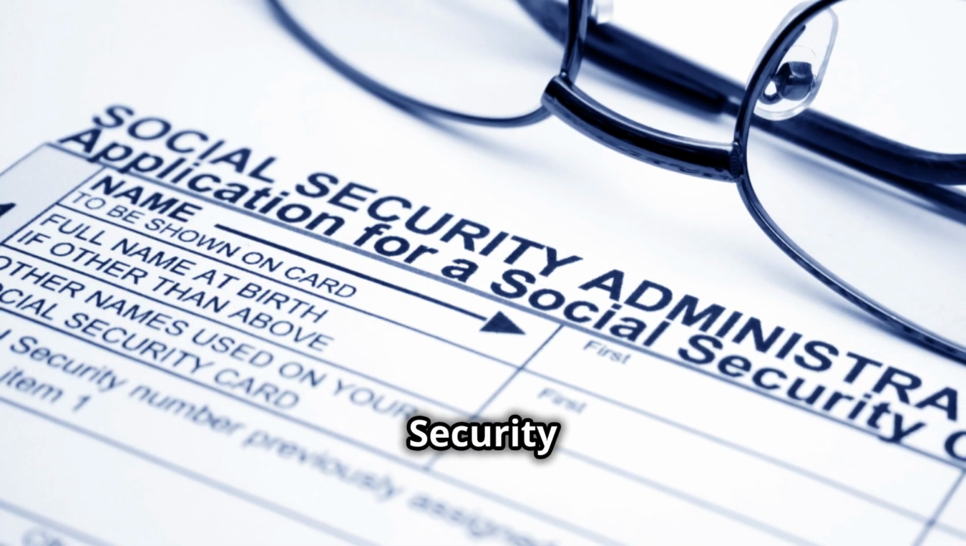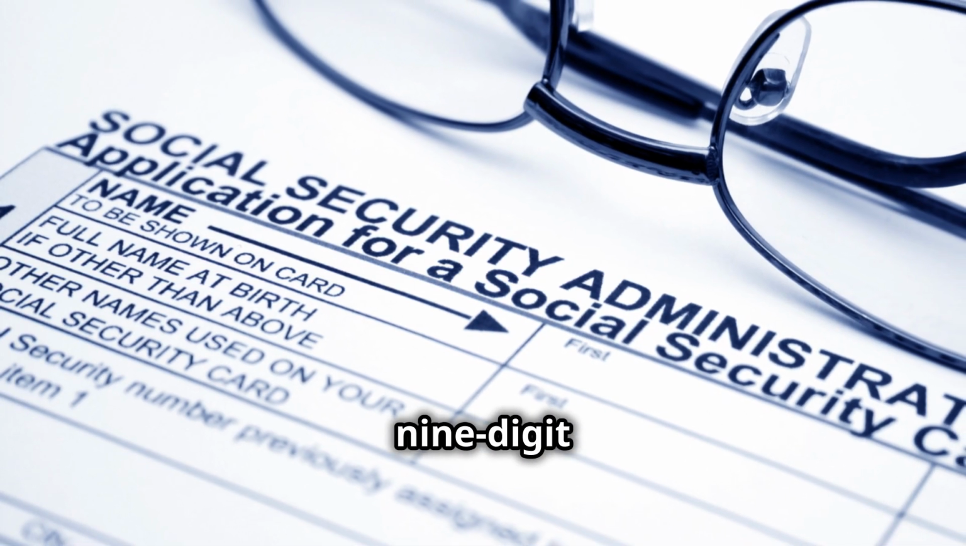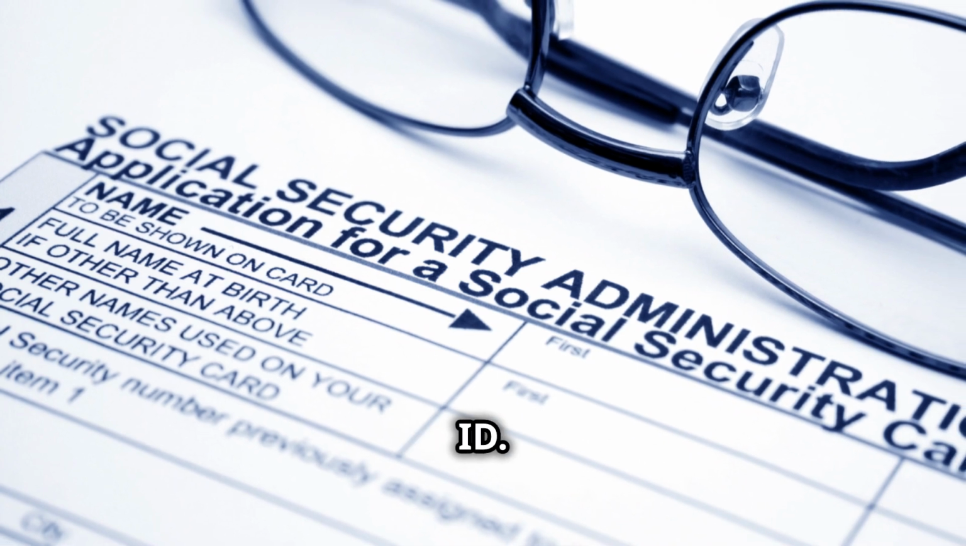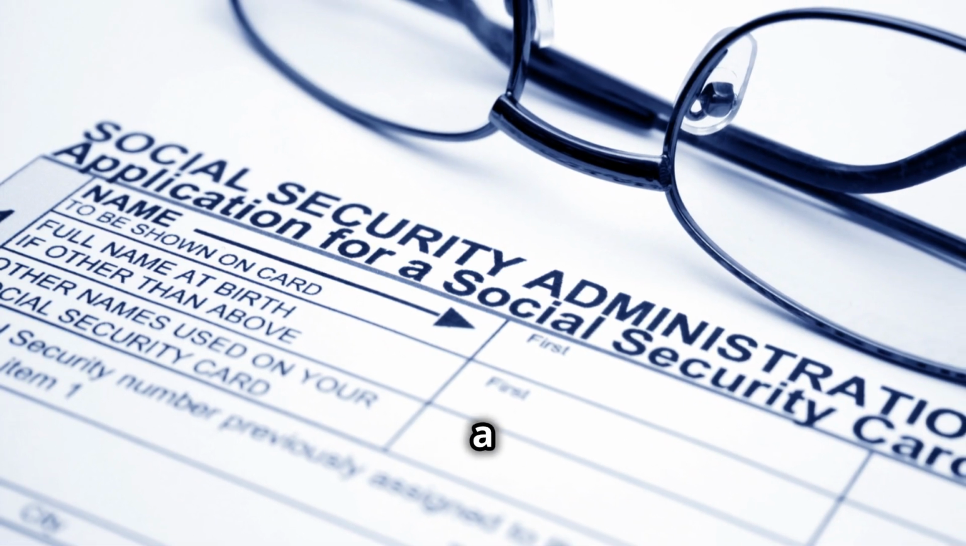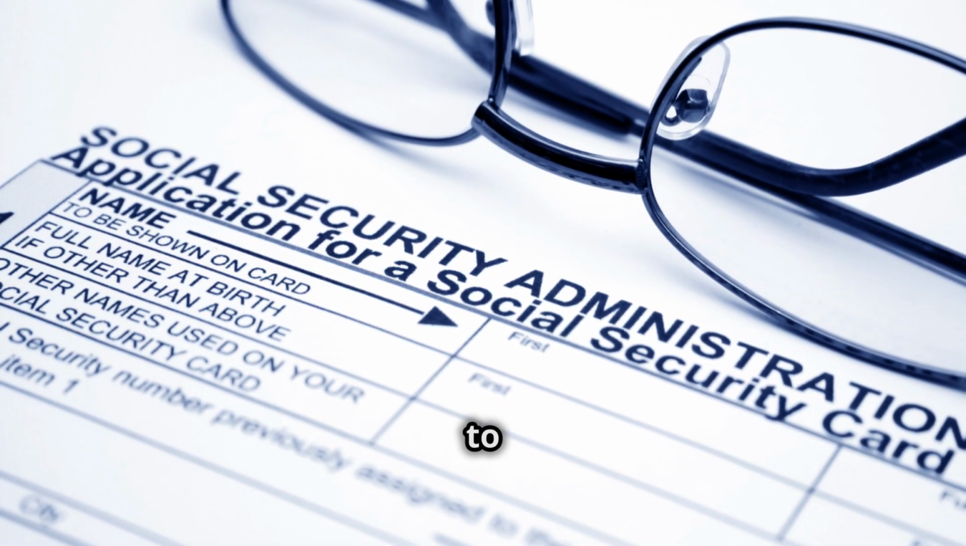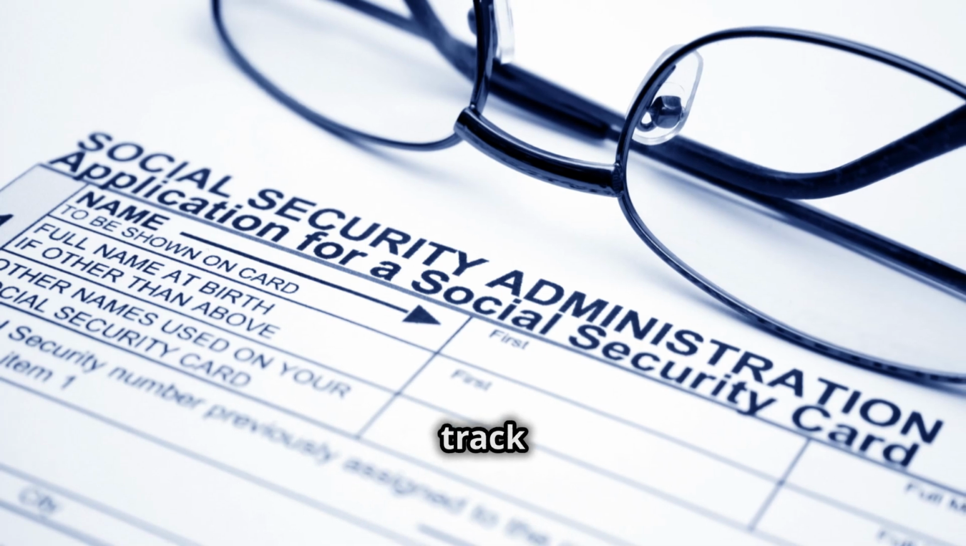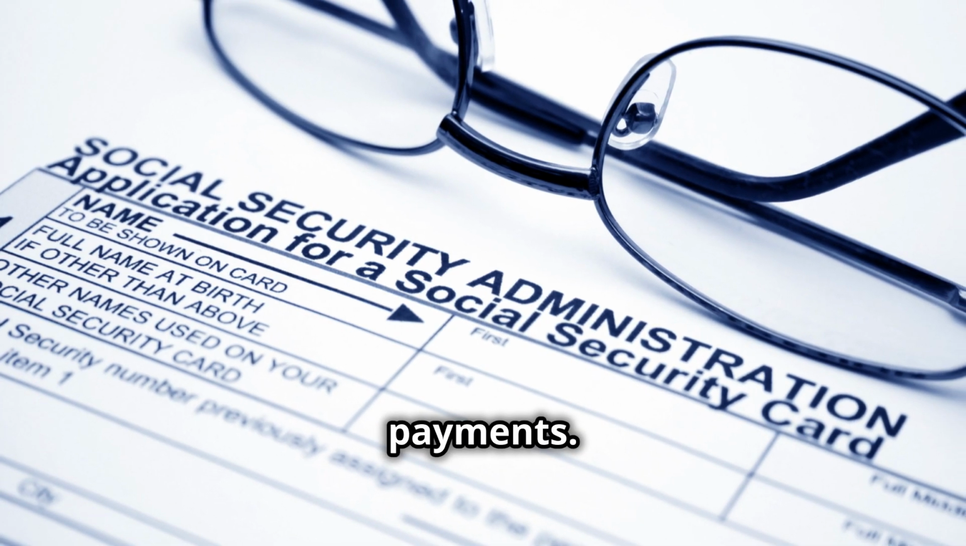Box A, your Social Security number. This 9-digit wonder is your taxpayer ID. Guard it with your life, or at least with a strong password. It's the key to your tax records and is used to track your earnings and tax payments.